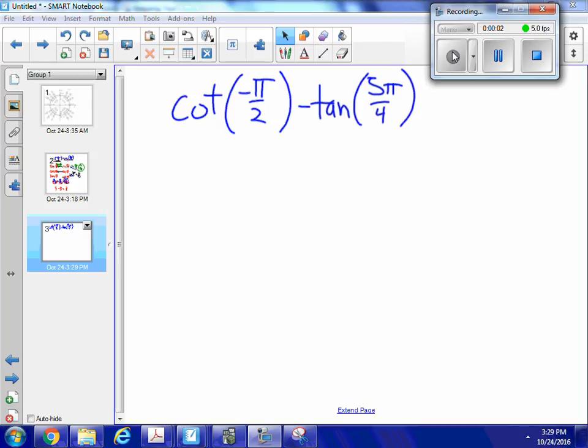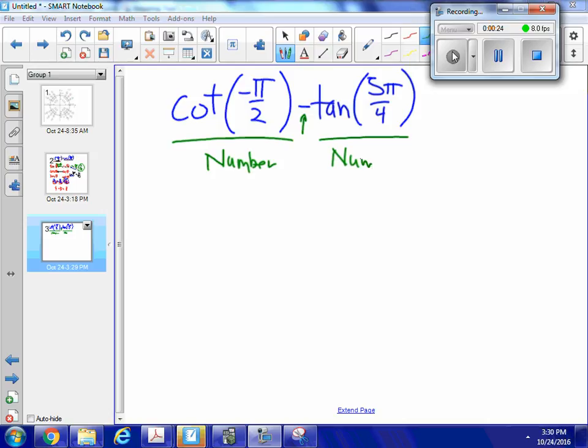I'm being asked to perform an arithmetic operation on these two trigonometric functions. I have cotangent of negative pi over 2 minus tangent of 5 pi over 4. This trigonometric function produces a number, and this trigonometric function produces a number. And all I want to do is subtract one number from the other number. I do not want to subtract the angles.